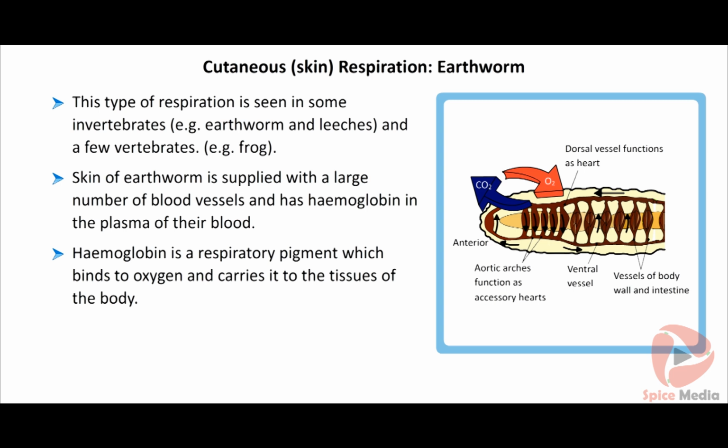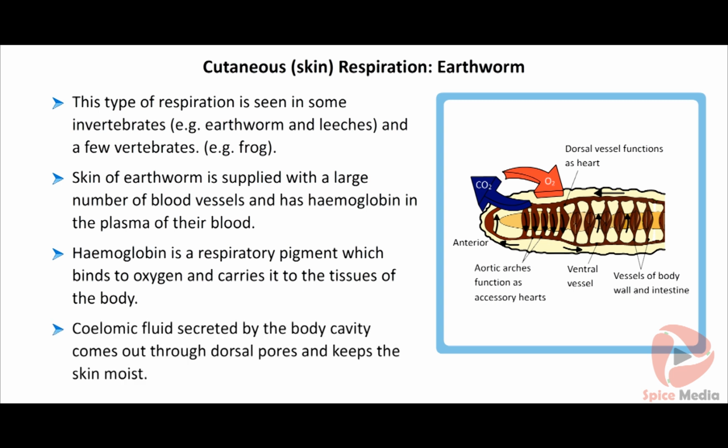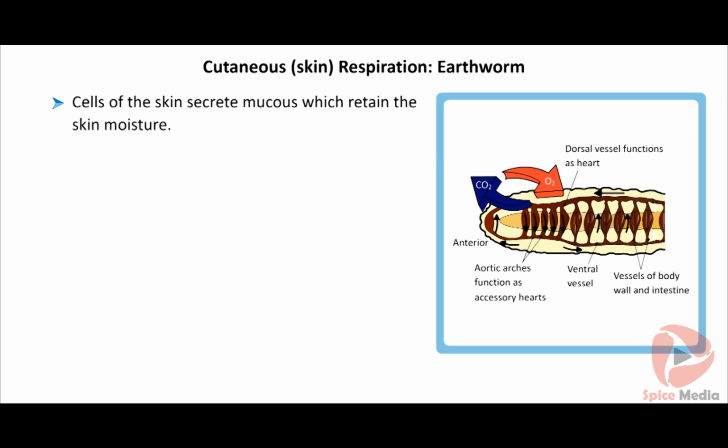Since respiration occurs through skin, earthworm always has to keep its skin moist. They keep their skin moist in the following ways. The body cavity of earthworm secretes coelomic fluid. This fluid comes out through minute pores called dorsal pores and keeps the skin moist. Cells of the skin secrete a sticky fluid called mucus. Mucus absorbs water and prevents the skin from drying up.